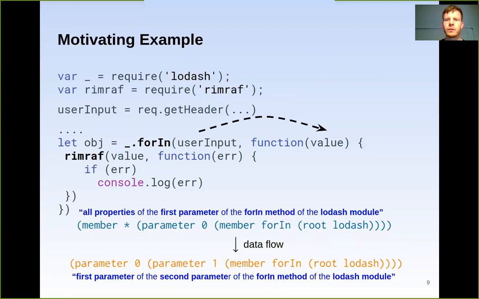It consists of two access paths, and it says that all of the properties of the first parameter of the foreign method on the Lodash module flows into the first parameter of the callback supplied as the second parameter to the foreign method on Lodash.